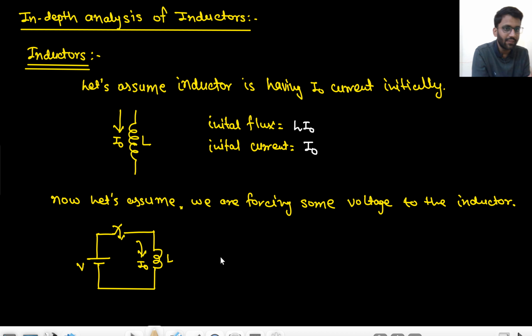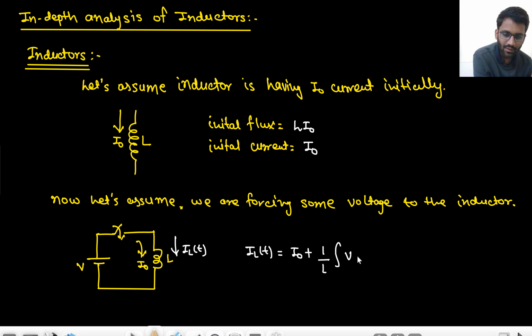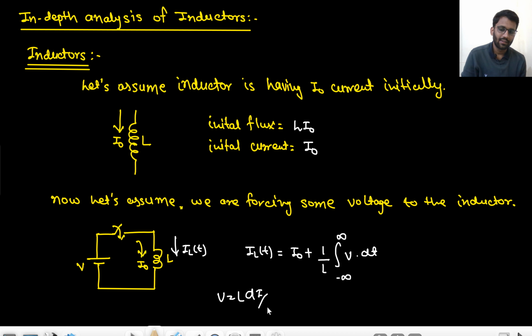Now, because of that voltage, it will develop some current. We were applying some current in the capacitor, so it was developing some voltage. Now we are applying some voltage across the inductor, so it will develop some current. So the current in the inductor, let's call it I_L(t). What will be your I_L(t)? I_L(t) initially will be I naught, and because of the applied voltage it will develop some current, and that value will be the integral of V dt from minus infinity to t. Whenever the switch is closed, from there we will start. You remember V equals L di by dt, right? From there you can derive the formula for I, that is equal to 1 by L integral of V dt, right?